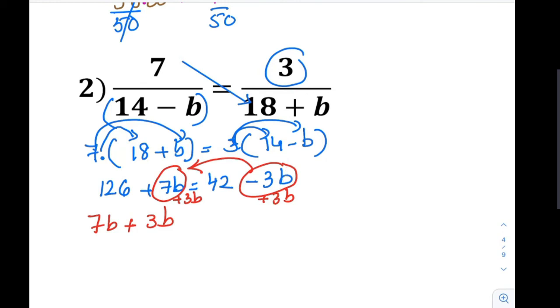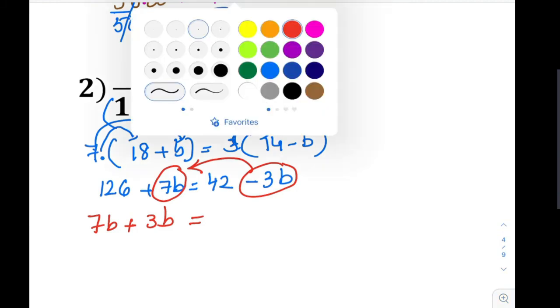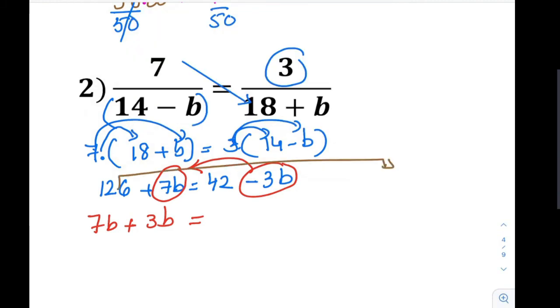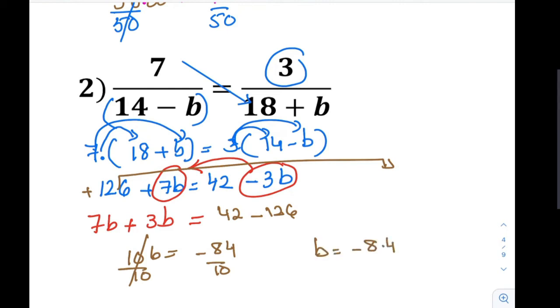It will end up with the same conclusion, equals to, and I will take also the 126 to the other side. So it is 42 minus 126. Remember, this was positive. So I'm subtracting 126 from both sides. Now it becomes 10b is 42 minus 126, which is negative 84. And we divide both sides by 10. And this will be negative 8.4. We don't need to round since it is rounded already.